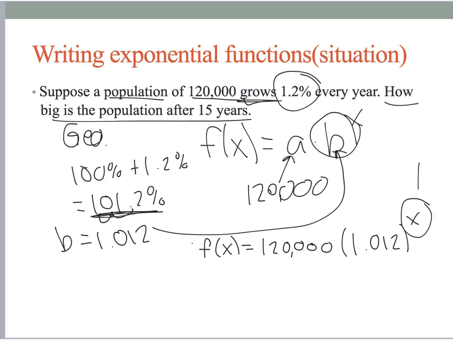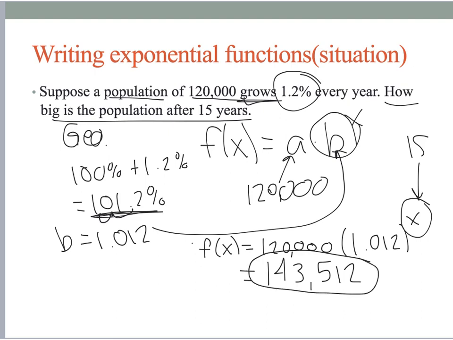Well now, how big is the population after 15 years? Well, that 15 is just going to go straight in for x, and I'm going to type it into my calculator. So, give me a second. I do 120,000 times 1.012 to the 15th power, and I get 143,512, and technically I get 0.2, but again, like I said in the last problem, we usually round it to the nearest person or nearest whatever we're talking about. So there's about 143,512 people after this population grows for 15 years.